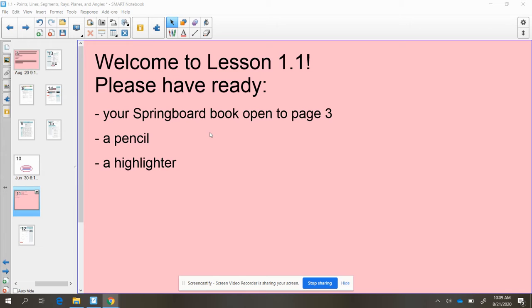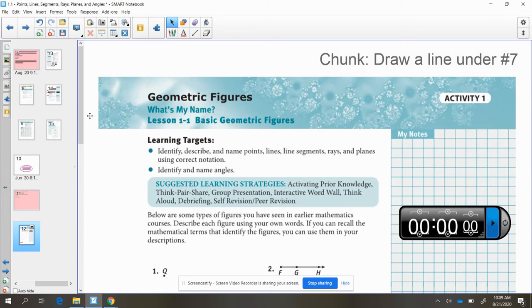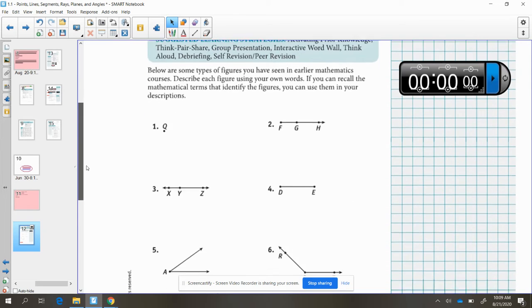Today, you're only going to need three things out with you. You don't even need a calculator, but you will need your Springboard book to keep notes. You're going to have that open to page 3, a pencil, and a highlighter. So on page 3, when you get there, you are going to see this lesson here. Now we're going to talk about the first page to start.